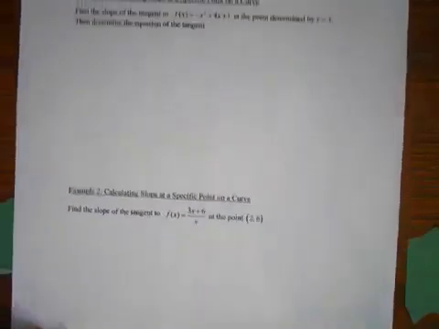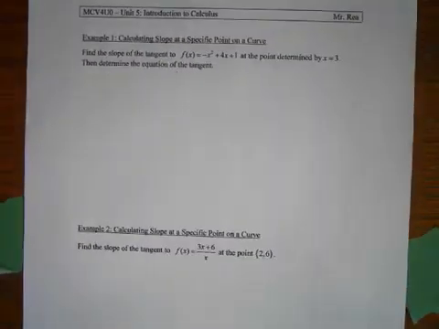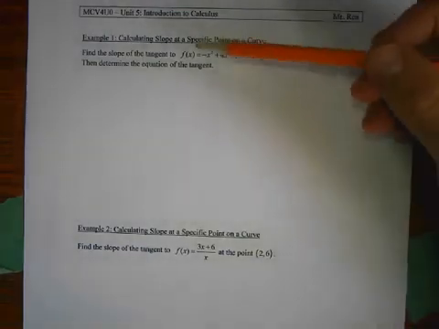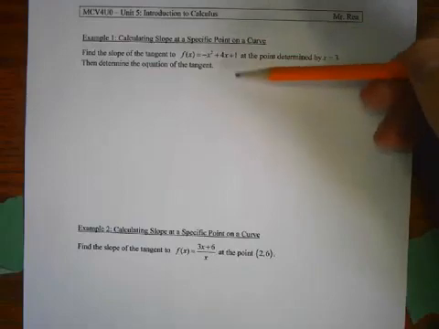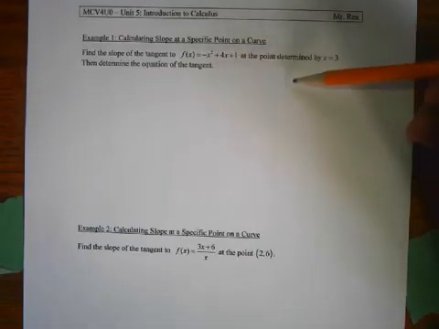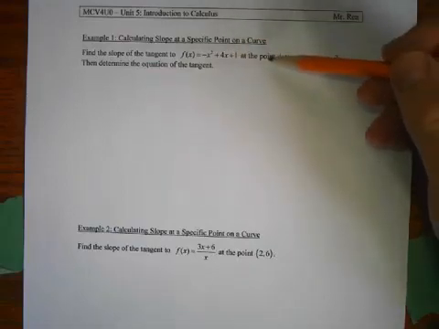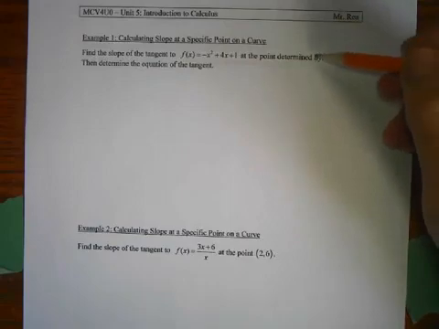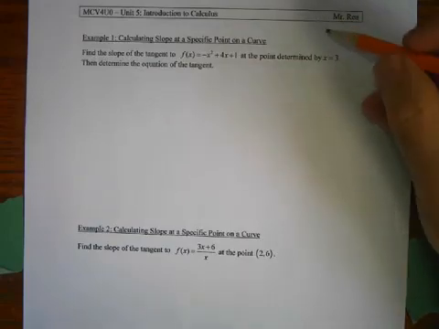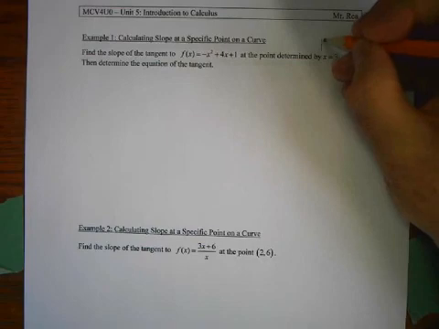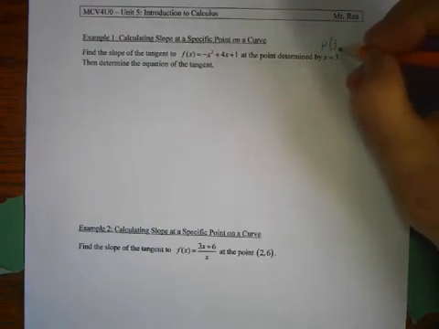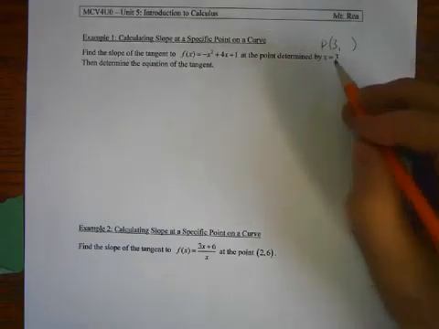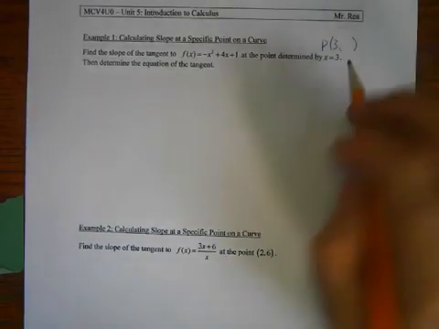So let's dive into an example. We've got three of them today. This time we want to find the slope of a tangent. We have a polynomial here, f of x equals negative x squared plus 4x plus 1, and we want to find the slope of that tangent where x equals 3. So basically this would be your P value. The x coordinate would be 3, and we're not sure what the y coordinate is.